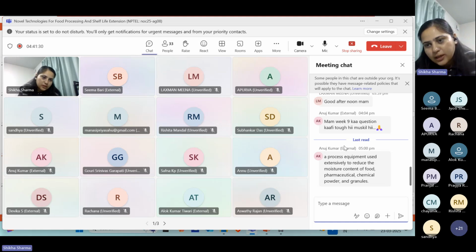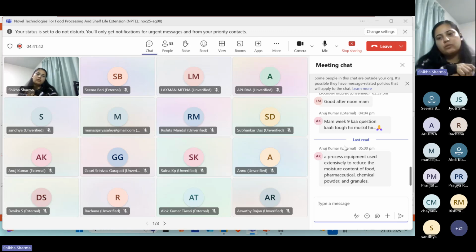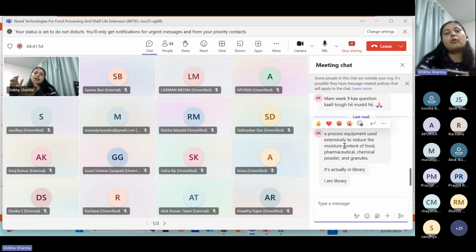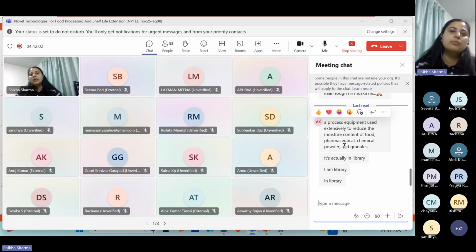A process, Anuj, can you please speak? A process equipment used extensively to reduce the moisture content of the fluid. We are talking in terms of coating, how coating is being applied using fluidized bed. She has already answered, so we just need to add some more points, like why it is called a fluidized bed, because there should be some bed forming, something happening, right? Please, anyone compliment her answer.